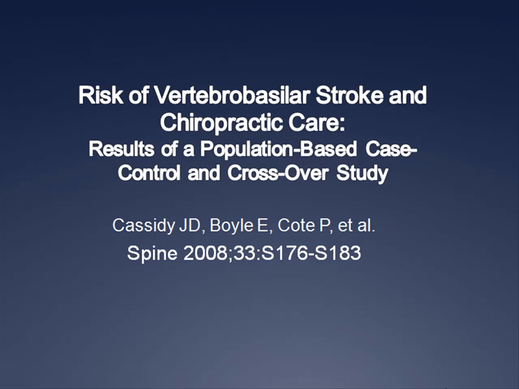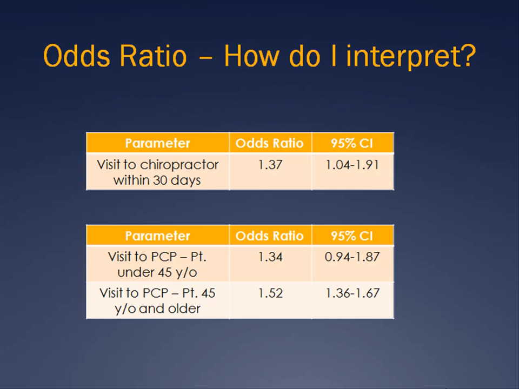Let's now use a real study of risk association in a case control study by Cassidy et al. This was a measurement of association between visits to a chiropractor or MD's office prior to a vertebral basilar stroke. We can see that the odds ratios are all above 1, which indicates some association for both visits to a chiropractor or MD's office and vertebral basilar stroke. Note, though, that the confidence intervals are all above 1 and are rather tight, except for visits to a primary care practitioner, or medical doctor in this case, for patients under the age of 45.